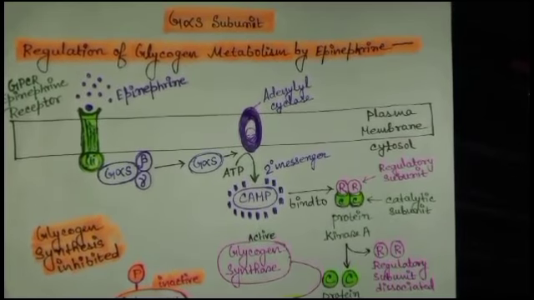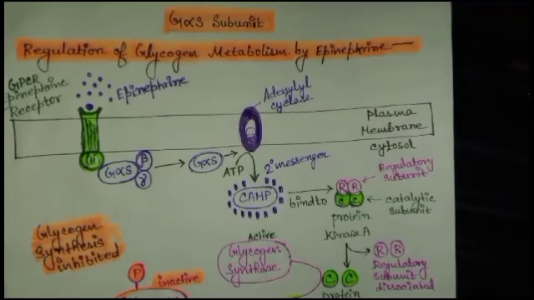So here the hormone is epinephrine. In case of low blood glucose level, the adrenal gland secretes epinephrine, and this leads to the stimulation of glycogen breakdown, and glycogen synthesis is inhibited.